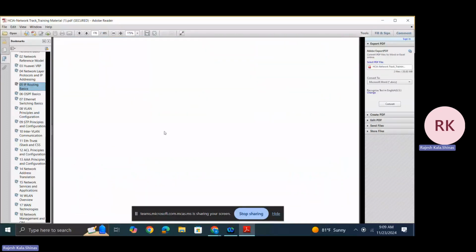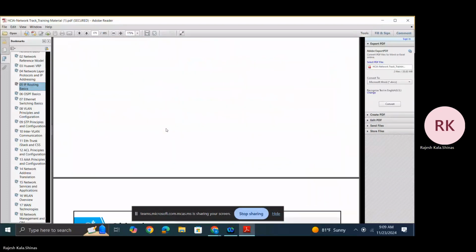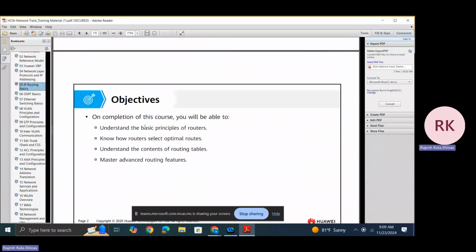Chapter 5, IP routing basics. In this chapter we will discuss the basic principles of routers, how the router selects optimal routes, understand the contents of the routing table, and more advanced features.